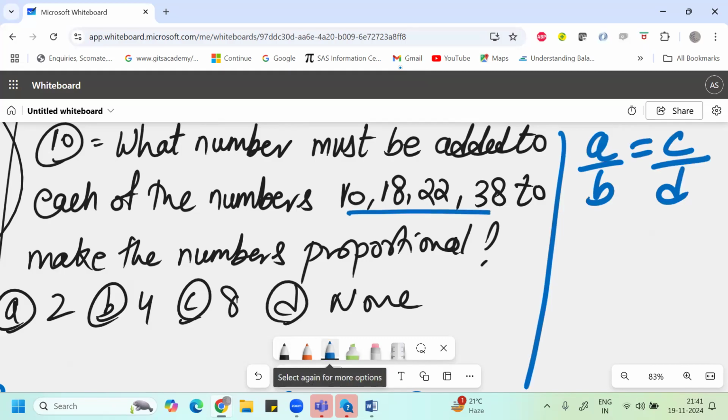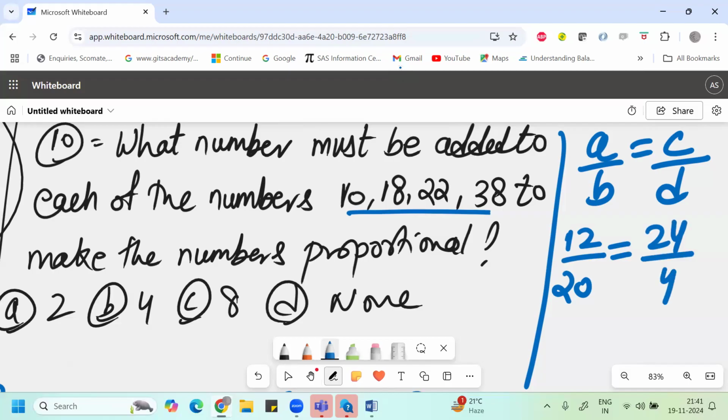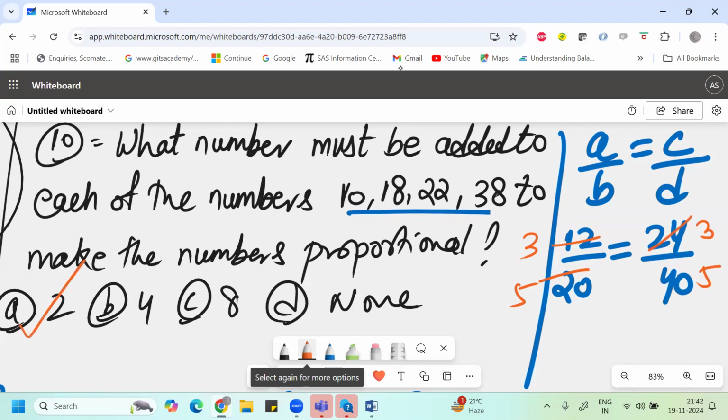If you go with first option, so 10 plus 2 is 12, 18 plus 2 is 20. So 12 by 20, is it equal to 22 plus 2, 24, 38 plus 2, 40. See this, is 12 by 20 equal to 24 by 40? Just check this. Is it the same? This is 3 by 5. So 8 threes are 24, correct? And 8 fives are 40. This is your answer. Option A.